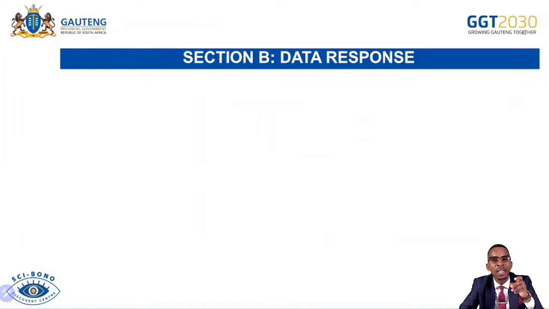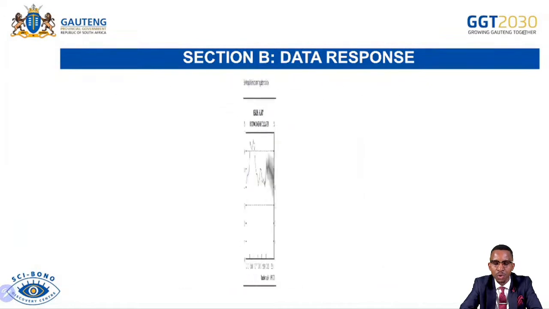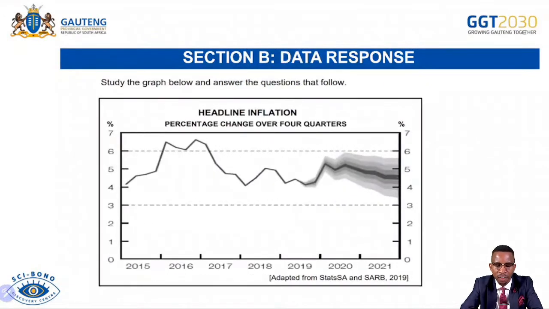It can happen that they ask you lower order questions whose answers are not in there, but they are simply easy for you to derive. So here we come across the data response on inflation. We are given headline inflation, percentage change over 4 quarters. So in this case, we are given the percentages, and then we are given the inflation rate. There you can see inflation is above the target, it's above 6%.